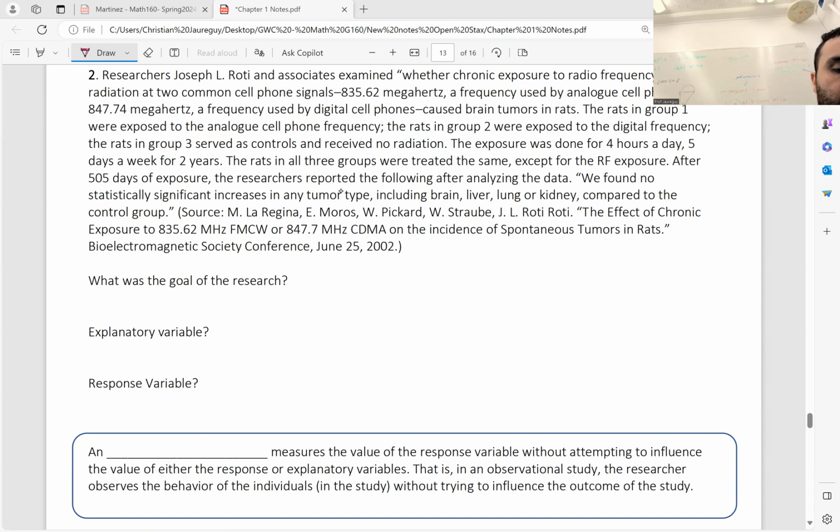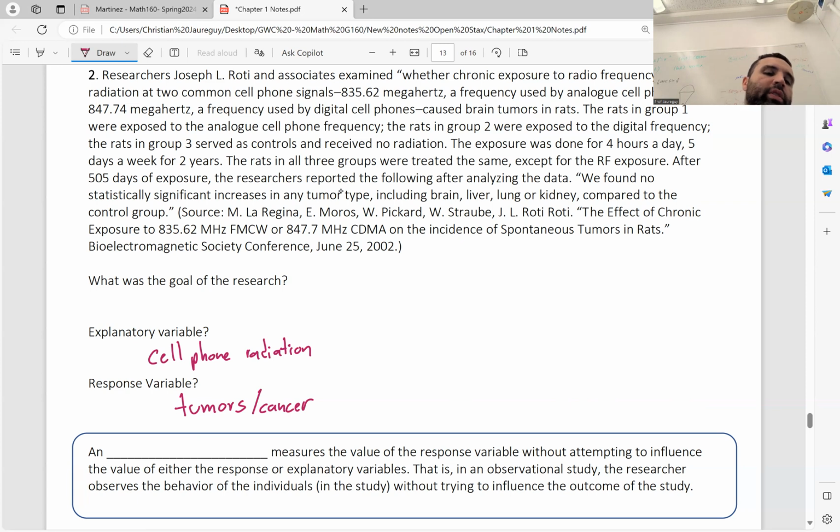The explanatory was cell phone radiation or frequency. And then the response variable was tumors, cancer, tumor slash cancer. And so the goal of the research was to say if cell phones cause cancer.